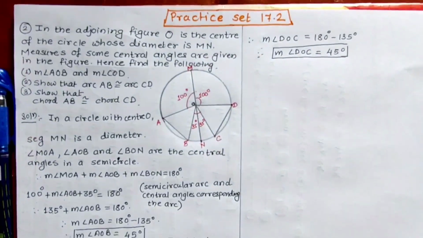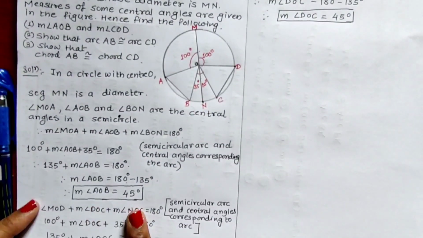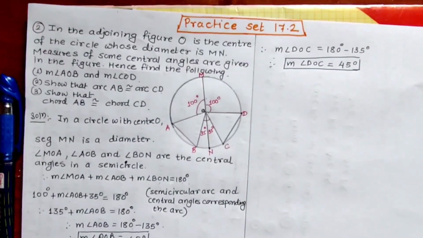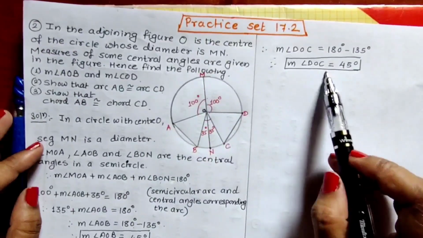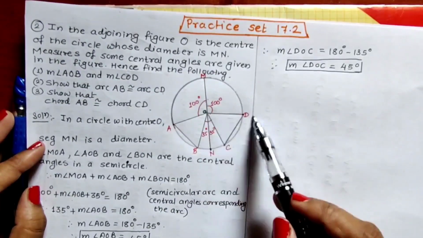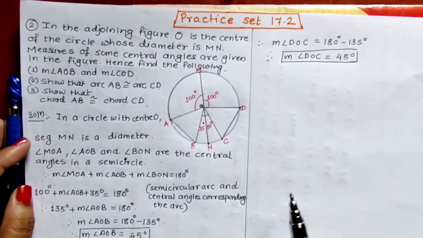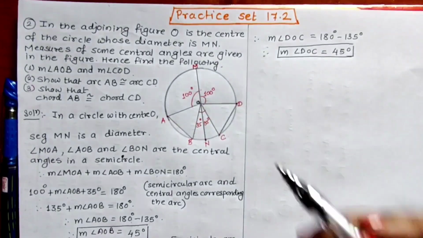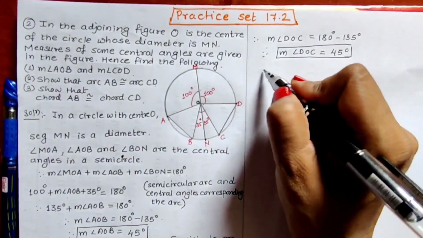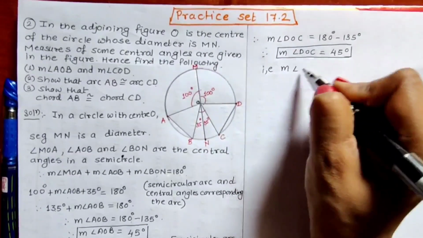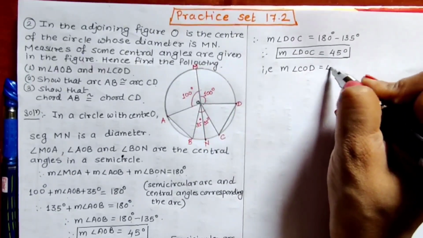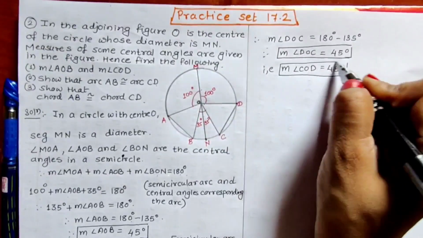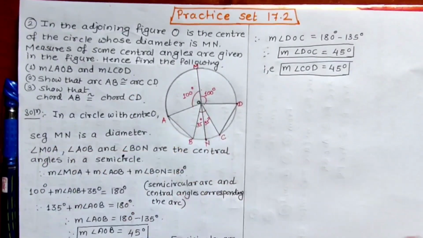So in this way we have got major angle AOB and DOC, or COD we have to find out. So in place of DOC we will write COD. COD and DOC are one and the same angle, only the endpoints are written in a different way. So in place of DOC, major angle COD is equal to 45 degree. In this way we have got both answers for the first question, AOB and DOC.